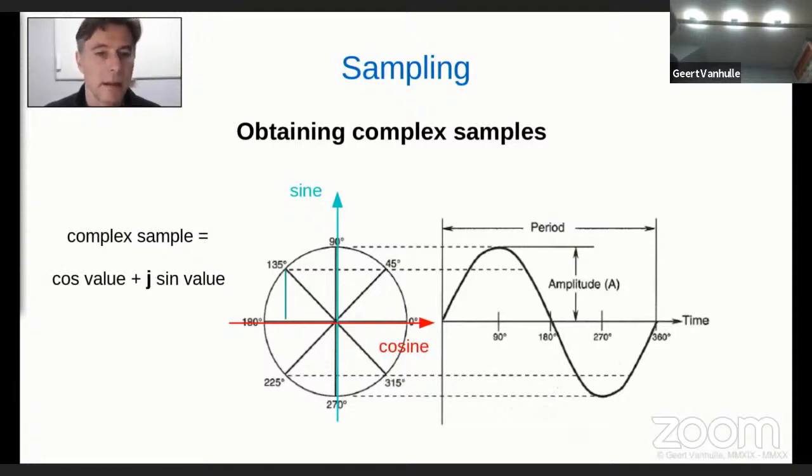And for that, we have sufficient with these cosine and sine values, which is actually a complex sample, because the cosine axis is the real part of a complex signal, and the sine axis is the imaginary part of a complex sample. So we get these two results, the cosine value plus j, the sine value, which gives our complex sample. Now, how do we obtain this in a hardware version?